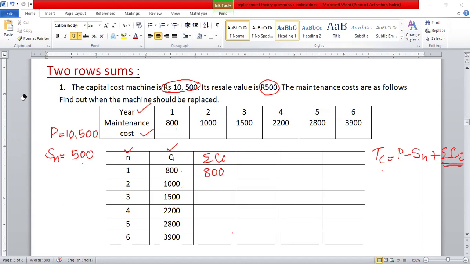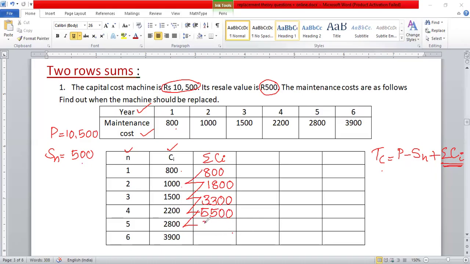Cumulative value, what we did in the first PUC, no? Okay. So 800 plus 1000 is 1800. Similarly, 1800 plus 1500 is 3300. Similarly, 3300 plus 2200 is 5500. 5500 plus 2800.